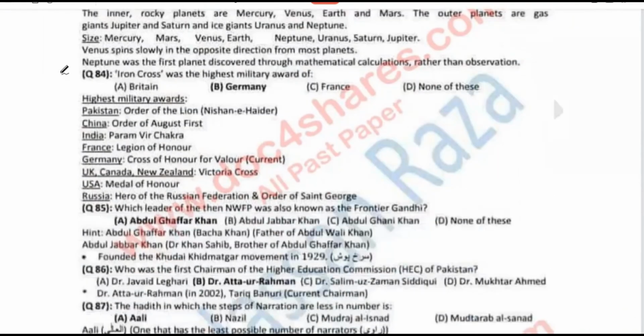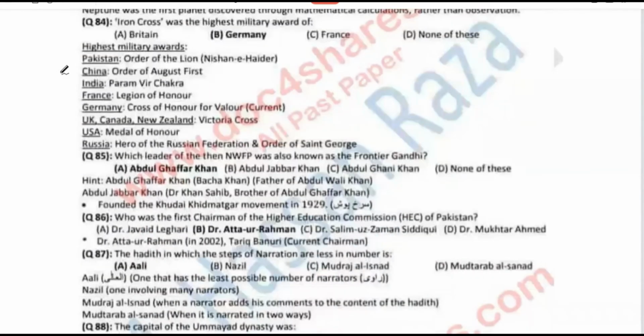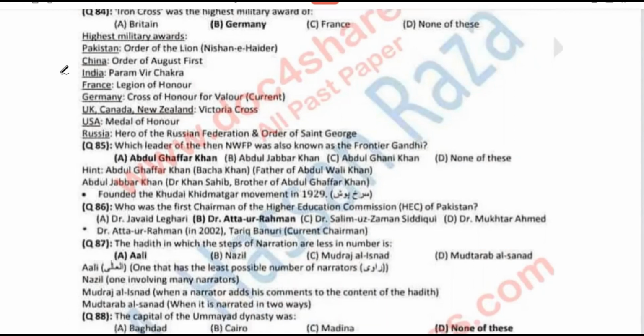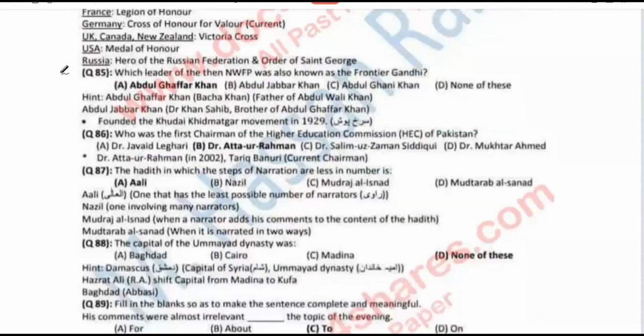And the 85 is which leader of the NWFP was also known as a Frontier Gandhi? Abdul Ghaffar Khan. So who was the first chairman of the Higher Education Commission of the Pakistan? Dr. Ataur Rahman. 87 is the hadith in which the steps of the narration are less in number is Ali. So next one is 88. The capital of the Umayyad dynasty was none of these.